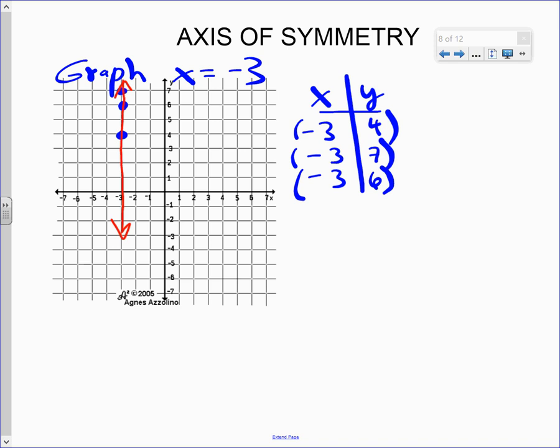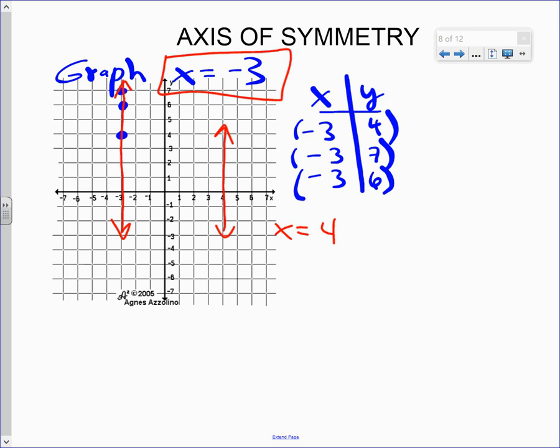Nice. So the moral of the story in this little memory lane trip, we went back to the future, so to speak, is that if you have an equation with just x equals a number, it's going to result in a vertical line straight up and down, no slantedness, just straight vertical, and it's going to be at that number, negative 3 on the x-axis. For instance, if I said graph x equals 4, it would be a vertical line, look at 4. As simple as that. Now that's easy.